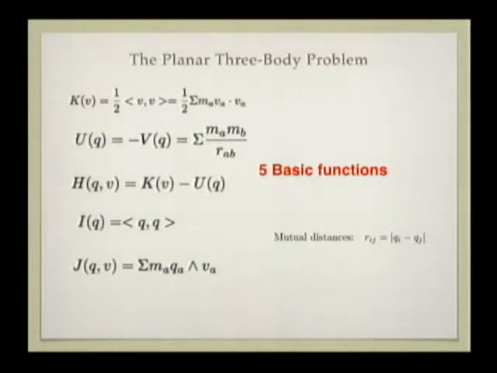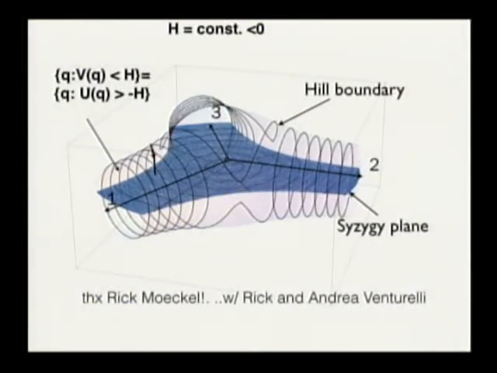And now I'm going to draw a picture. This is a picture from one of our papers. I want to explain the picture to you now. Same R3, the quotient, the shape space for the three-body problem. These are my recent collaborators, Rick Moeckel, University of Minnesota, and Andrea Venturelli at the University of Avignon, and we wrote a paper that has this picture in it. So what's the picture of?